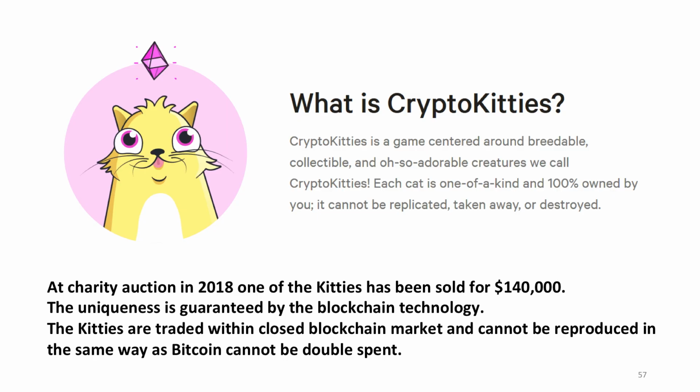Now, the beautiful thing is that kitties are traded only within a closed blockchain market. And in this case, it's a curious example if you think about that. The kitty is a digital file. It's a collection of zeros and ones. But yet, it cannot be reproduced, because the mechanism of reproduction is protected the same way as in Bitcoin double spend. Once you have this kitty, you own that. No one else has that. So it's an example of totally digital data that cannot be reproduced without really violating all sorts of things. That's an art application.